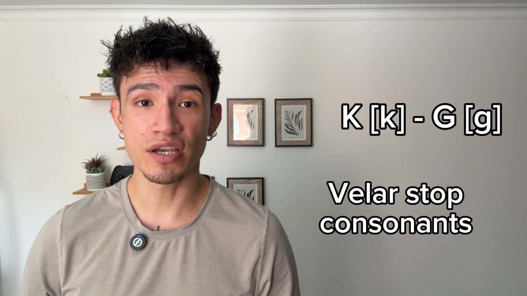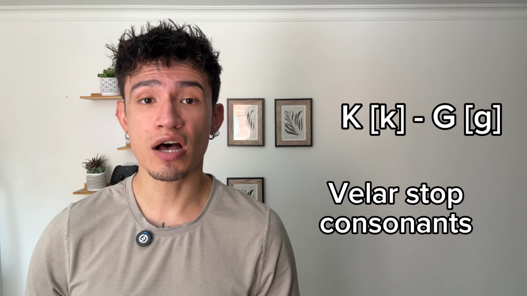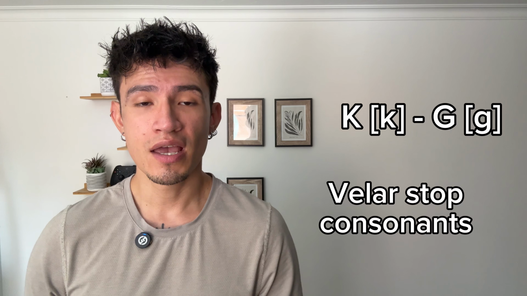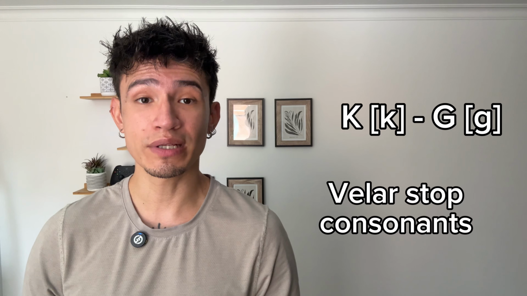In this lesson, we're going to learn how to produce the K and G consonants. These two sounds are grouped together because they share the same articulation. That means your tongue, jaw, and overall mouth position are essentially identical for both sounds. Both K and G are velar stop consonants. Velar means the back of your tongue reaches up to touch the soft palate at the back of your mouth. Stop means you completely block the airflow for a moment and then release it.